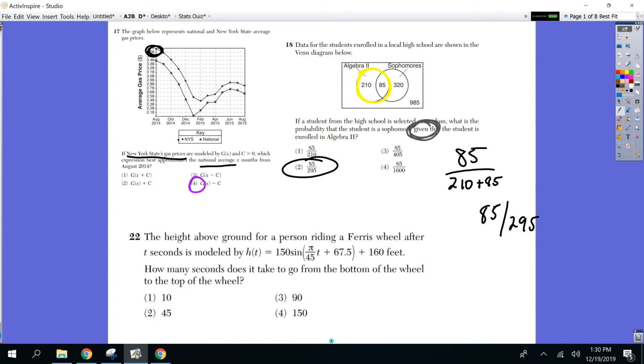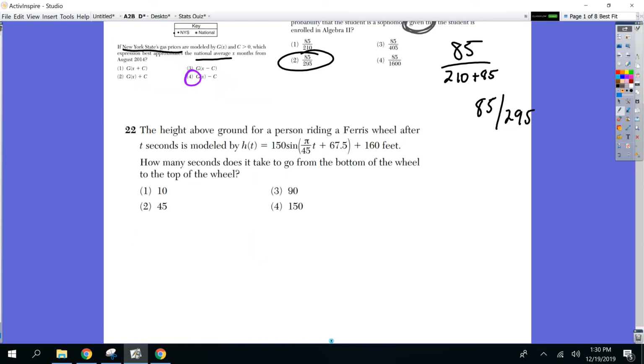All right, how'd 22 go? Anybody know what they're asking? I get it. They go from the bottom to the top. I can read that. What am I asking here? Fancy way of saying find the what here? Yeah, half the period. Because the full period would be what? Bottom to bottom, right? But we're only looking for bottom to top, so I need half the period.